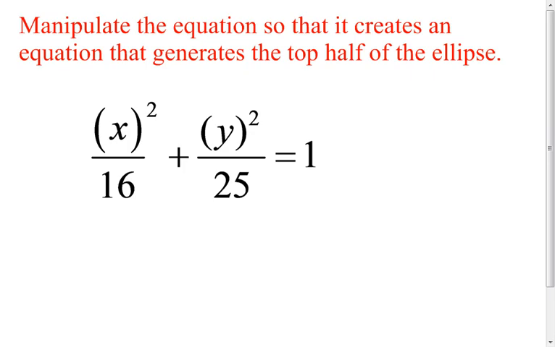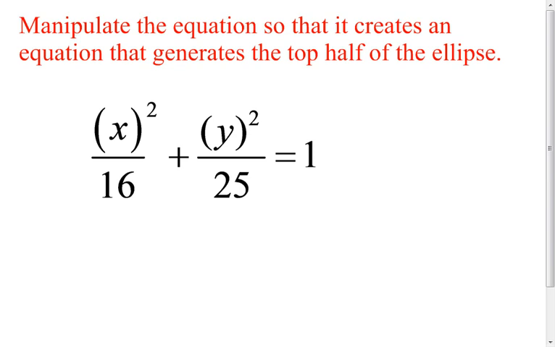All right, I want you now to manipulate this equation so that it creates a different equation that generates just the top half of the ellipse. Okay, we did this when we did circles too. And remember, if you want to generate the top half of something, you need to have this equation solved for y, okay? If I want the left and the right half, then you need to solve it for x. But the top and the bottom halves will be solved for y. If I want the top half, it'll be a positive square root. If I want the bottom half, it'll be a negative square root.